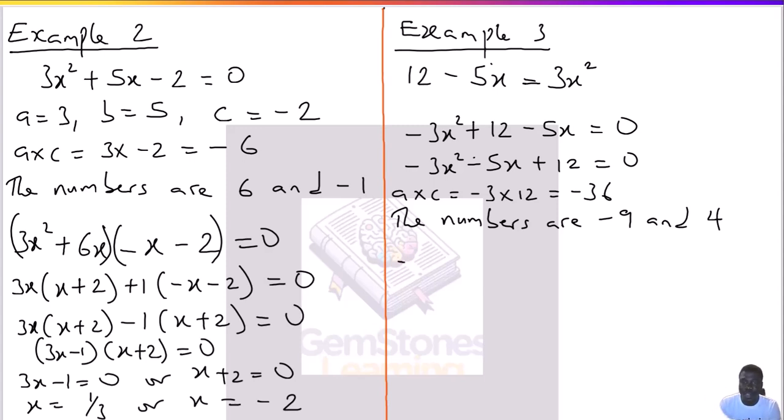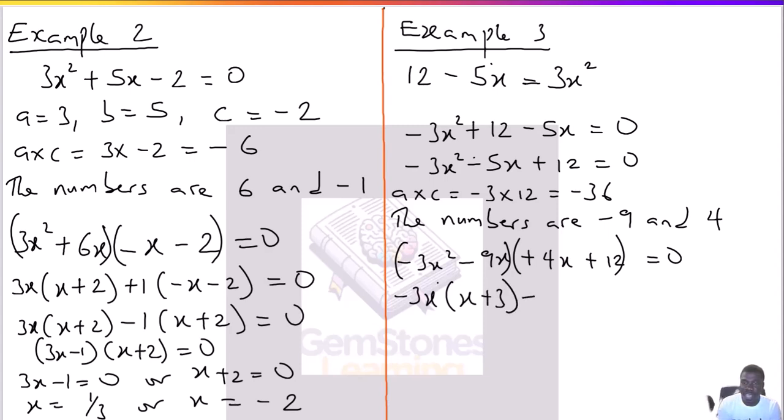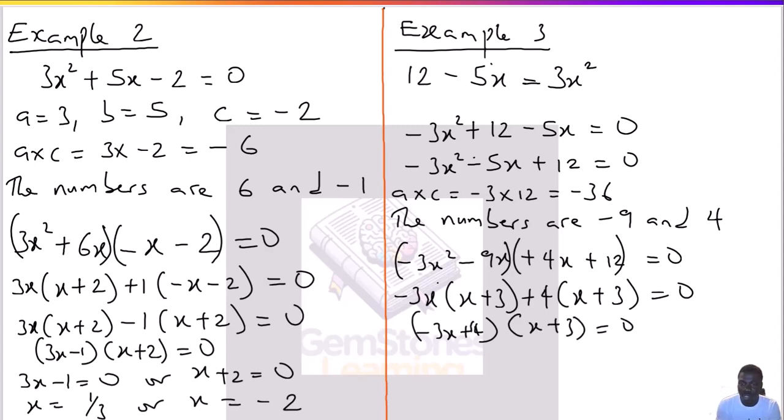So use it to replace your b. You have minus 3x squared minus 9x plus 4x plus 12 is equal to 0. Pick them in twos, so you can see without leaving any sign outside. So let's factorize each. Minus 3 is common. X is also common, and that will be left with what? X plus 3. What is common here? Plus 4 is common, and I'll be having what? X plus 3 equals to 0. So I have minus 3x plus 4, and also x plus 3 is equals to what? 0. Equate each of them to 0.